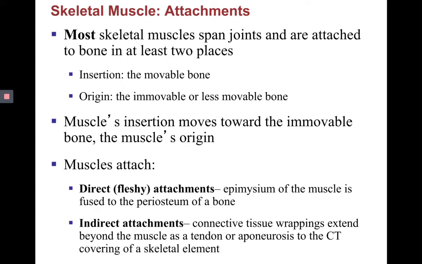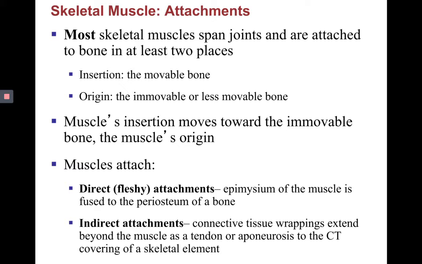Also notice that the forearm or radius, when we bend the elbow, because the bicep brachii muscle contracts, is moving towards the scapula. So the insertion tends to move towards the origin when joints move due to muscle contraction. So the muscle's insertion moves toward the immovable bone, or the muscle's origin.